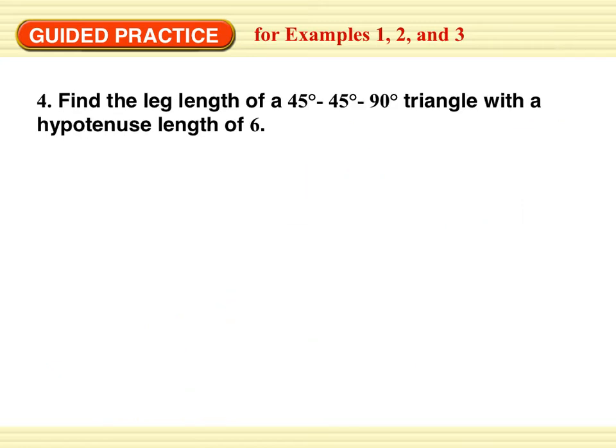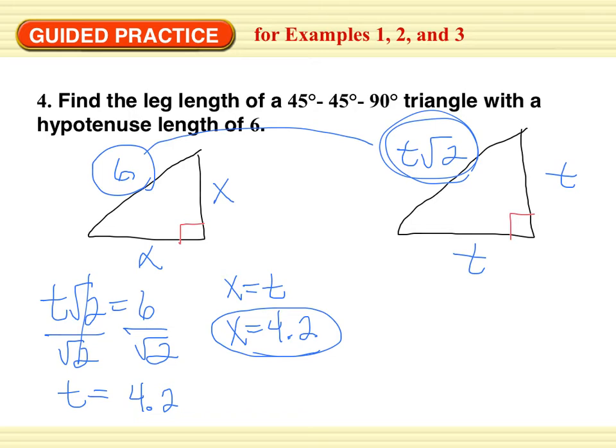Next one, guided practice. So it's a you-try. Find the leg length with a hypotenuse length of 6. So go ahead and draw that, and then draw your skeleton and figure it out. Push pause. There you go. Please remember, we haven't learned how to do the radicals yet, so I don't expect you to be able to give me the radical answer.